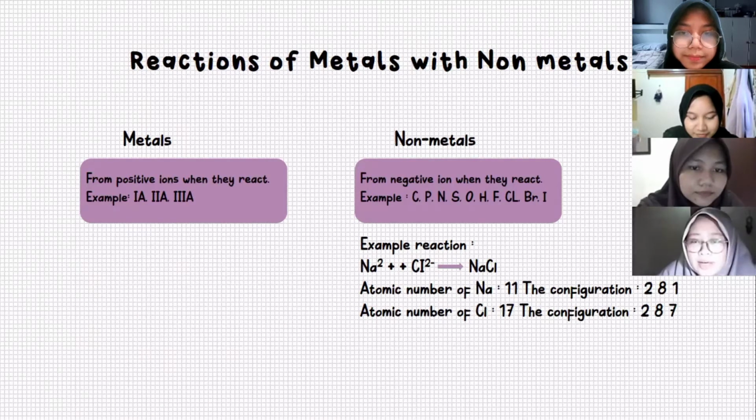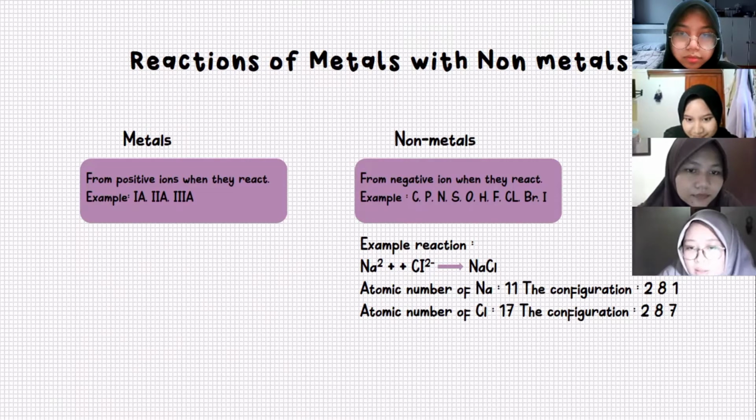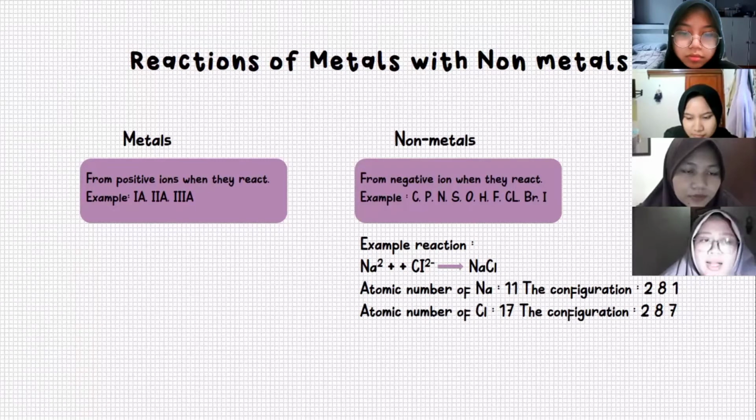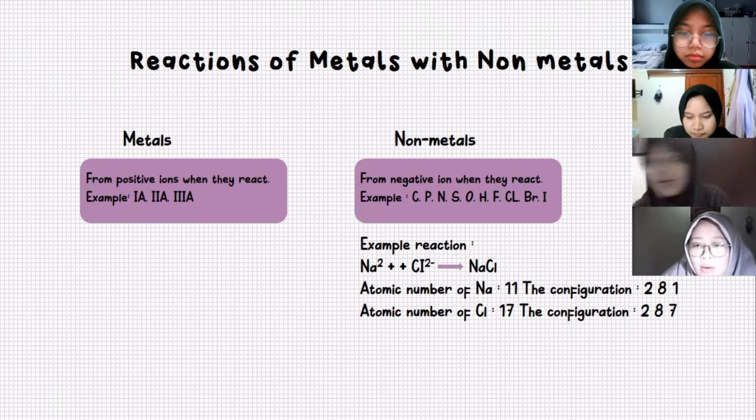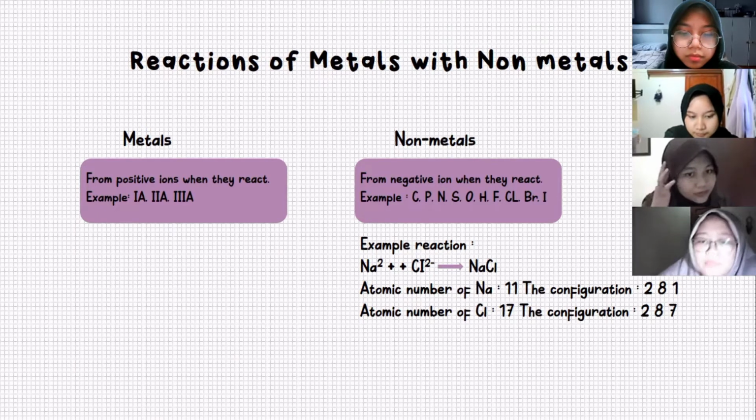There is an example reaction: Na2 plus Cl2 gives 2 NaCl. The atomic number of Na is 11, so the configuration is 2, 8, 1, because Na can more easily give an electron away, removing negativity, so Na has a positive sign.